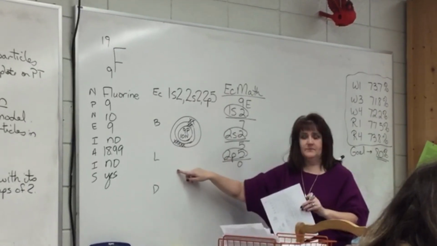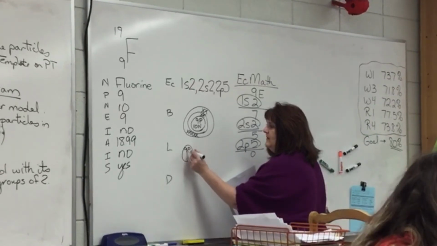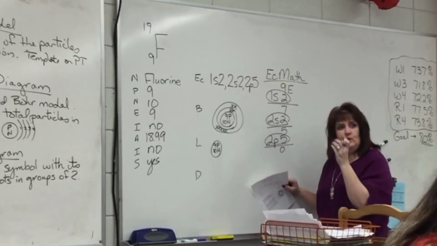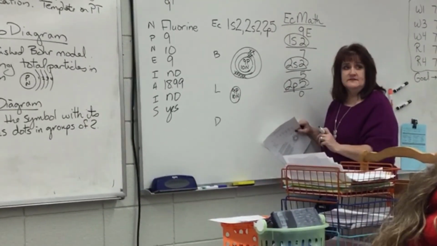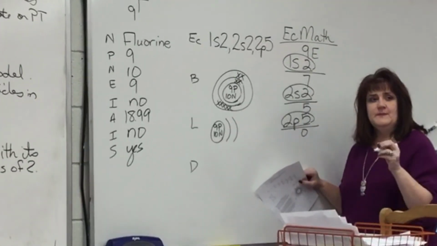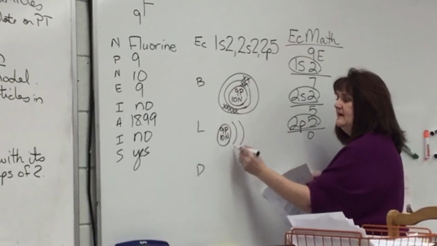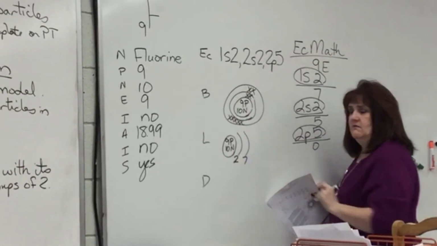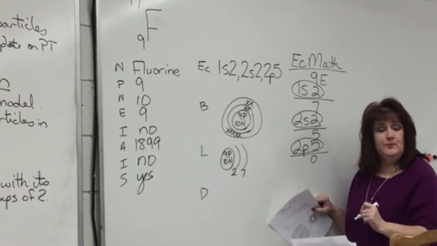The loop diagram is the squished Bohr model. And it puts the protons and the neutrons in the nucleus. I only need 2 shells. And it shows me the total on each shell. So shell 1 only has 2 on it. And shell 2 has 7 on it. That's the loop diagram.